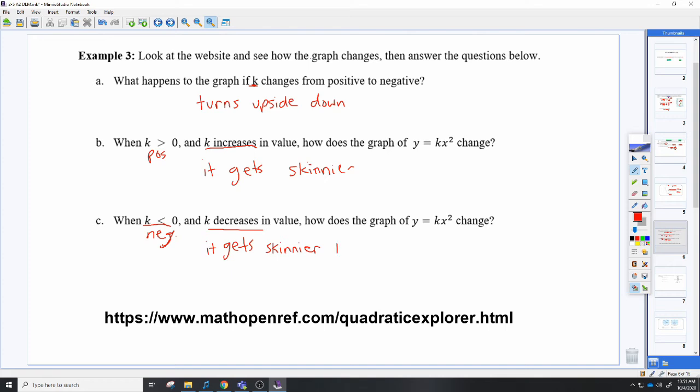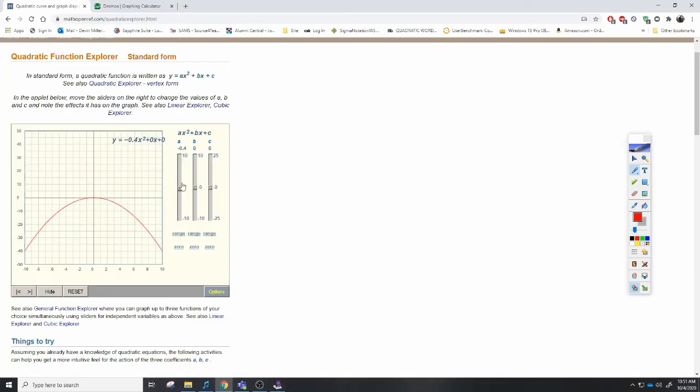I would say towards negative y-axis. This is towards a positive y-axis. So in either case, it gets skinnier. It just depends on what axis it is going towards. It's both the y-axis, but here's the positive values, and here's the negative values.